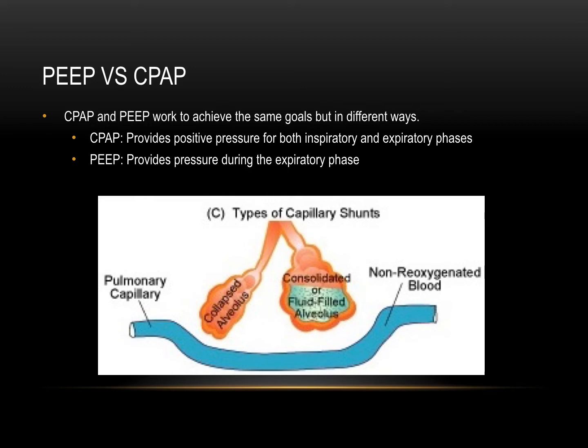CPAP, or continuous positive airway pressure, provides that pressure both on the inspiratory and expiratory phases. So as the air comes in, it helps stent the alveoli open. As the person breathes out against that pressure, it stents the alveoli open. PEEP works to provide the pressure on the expiratory phase. So the air goes in, and as they breathe out, the pressure acts as a pneumatic stent, opening the alveoli open to allow gas exchange. Hope that makes sense.